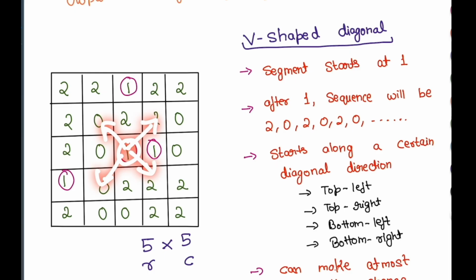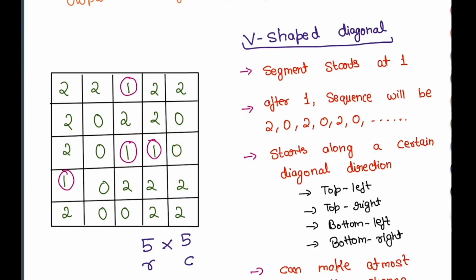But the thing is, if you go in the top left or bottom left, basically this particular direction and this particular direction, you are getting a 0. After 1, we need a 2, right? But we can go in the top right or bottom right. We can go in this direction as well, right? We already know that this is one of the V-shaped diagonals having the length of 3.